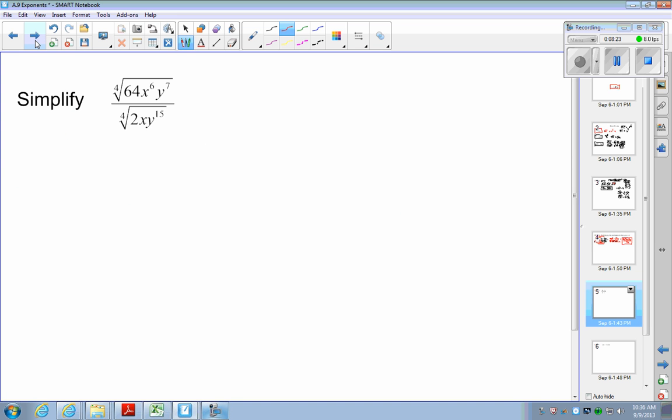All right, here's something. You got 4th roots over 4th roots. And we want to simplify this. Again, we don't want any of these 4th roots in the bottom. Because these are the same, I'm going to take a little shortcut, and I'm going to write them all over the same 4th root sign.